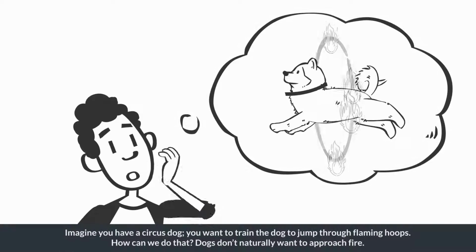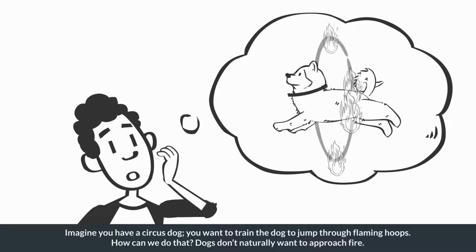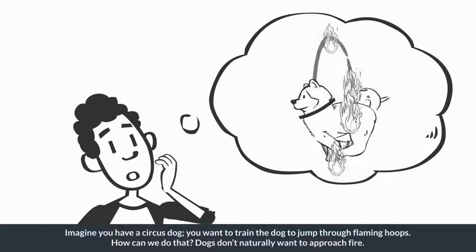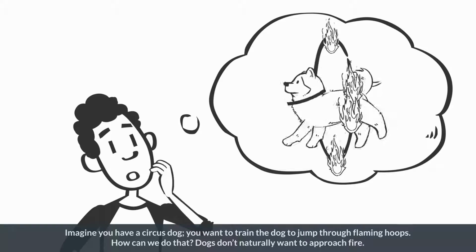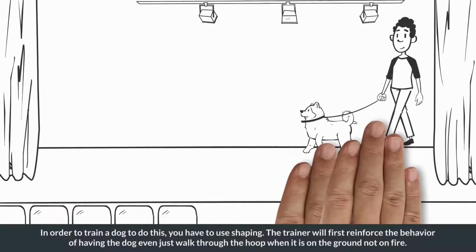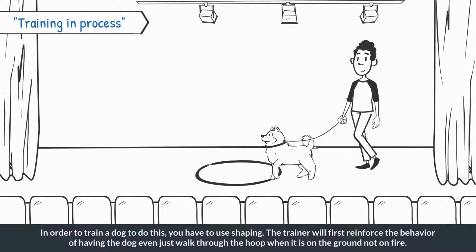Imagine you have a circus dog. You want to train the dog to jump through flaming hoops. How can we do that? Dogs don't naturally want to approach fire. In order to train a dog to do this, you have to use shaping.